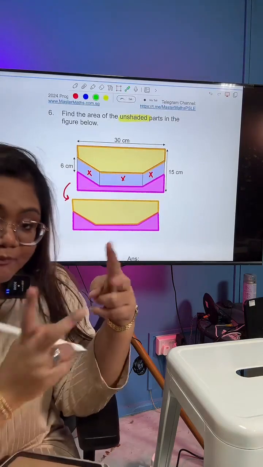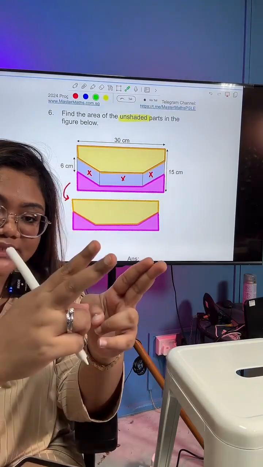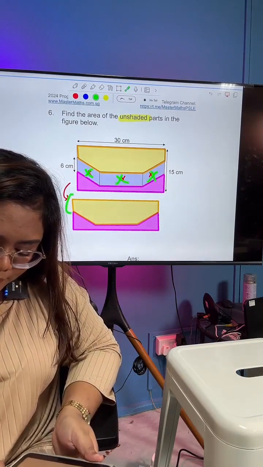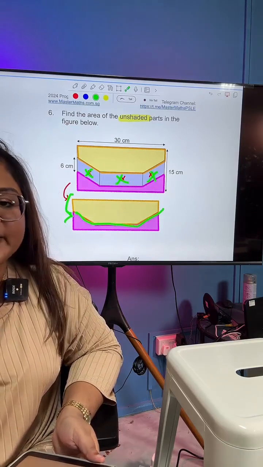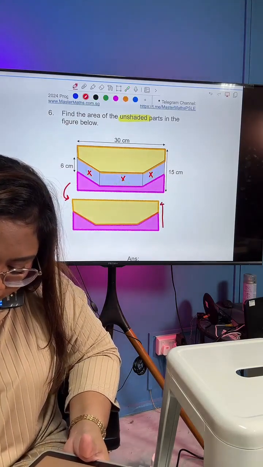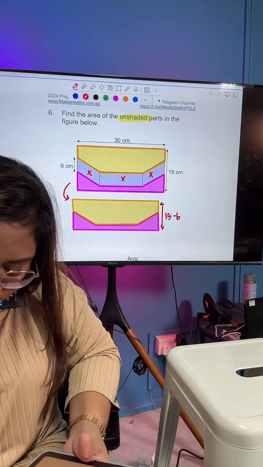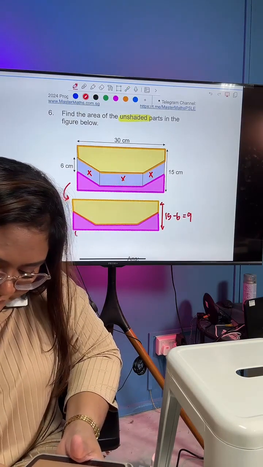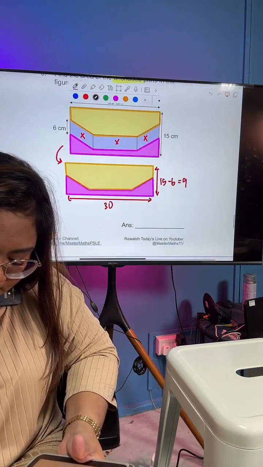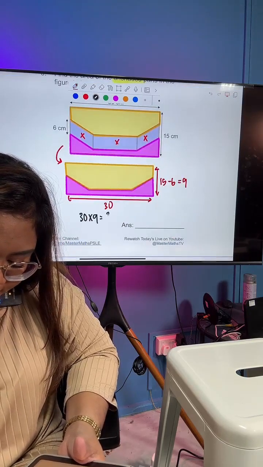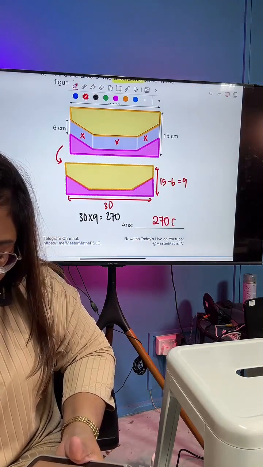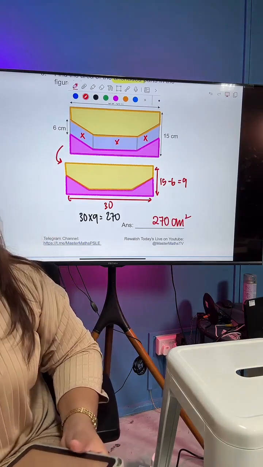Basically, pretend it's a paper. I cut all the things that I don't want. I put them together. Okay? Cut, paste them together. This is the line where you have just cut. Alright? And that part here will be 15 minus 6 to give you 9. This part will still be 30. Answer will be 30 times 9 to give us 270. Those of you who got 270, excellent job. 270 cm squared. That's all.